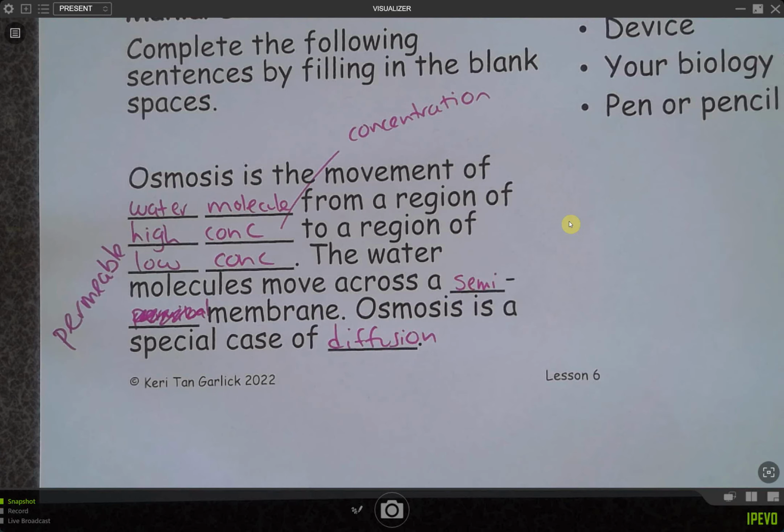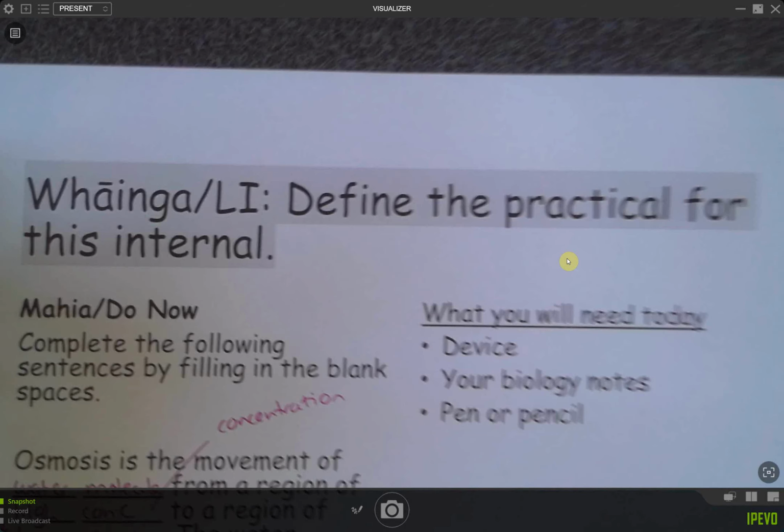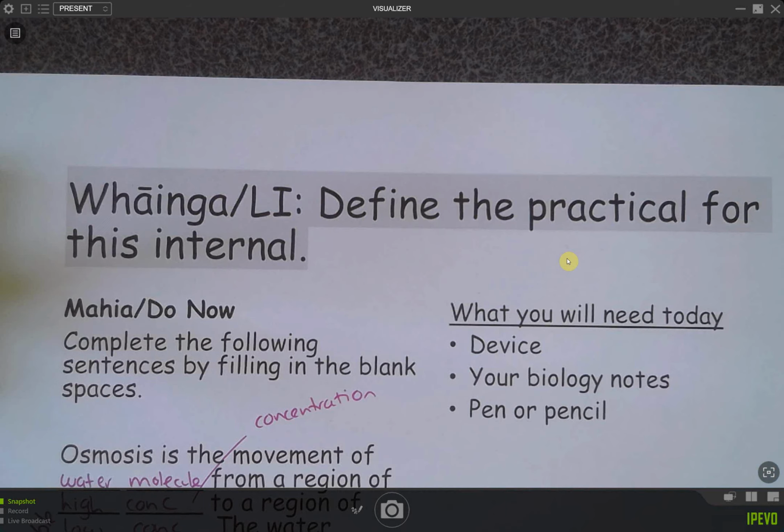So, like I said, for this practical assessment, there's going to be two things you're going to be thinking about with the scientific ideas. It's going to be osmosis, and the other thing will be on surface area. So, for today's lesson, I'll just move this piece of paper so you can see the learning intention. What I need to do is define the practical that you guys are going to be doing for this internal.